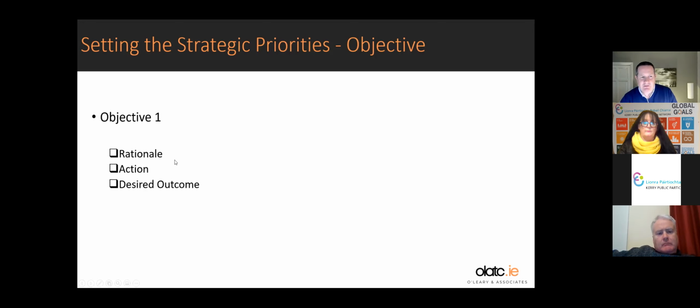So once you can decide objectives and say, okay, we need to do this because it's something we have to do, then you look at, okay, what actions do we need to take to achieve this objective?